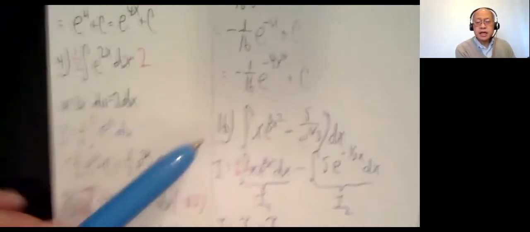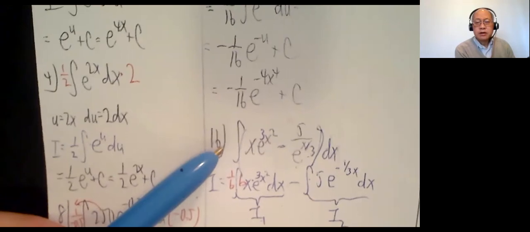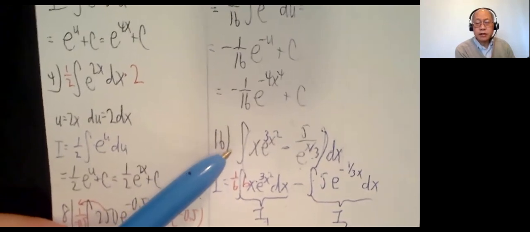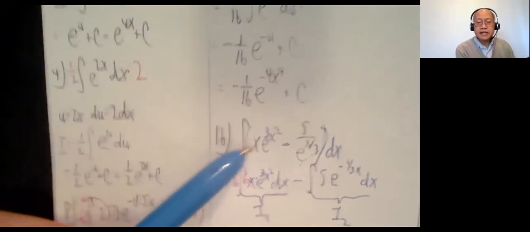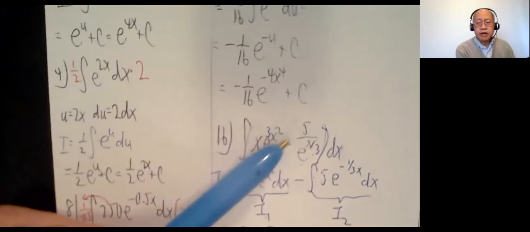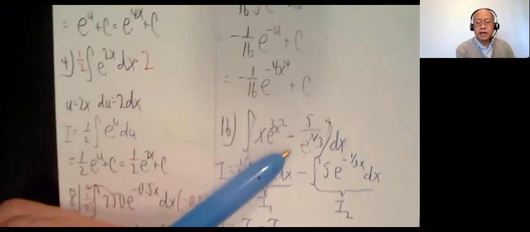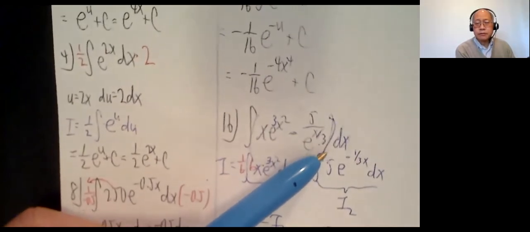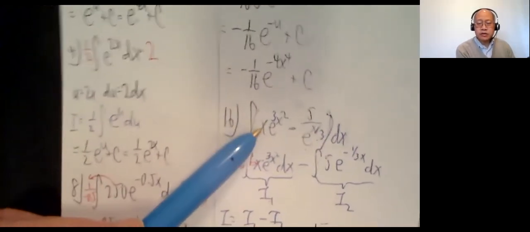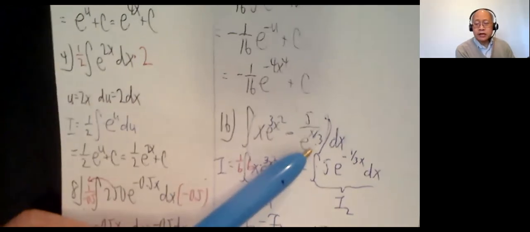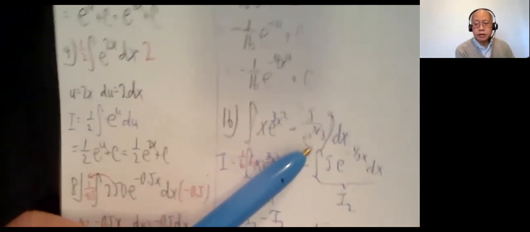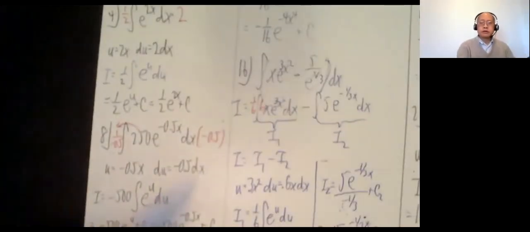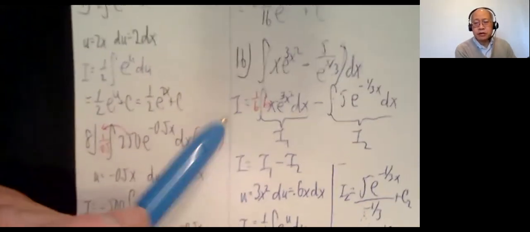Okay, 16, it's almost like two integrals in one. Integral of x e to the 3x squared minus 5 over e to the x over 3 dx. Okay, now I can do this separately. I can do this separately. So that's what I decided to do. So I break it up into two integrals. Okay, the integral of a difference is the difference of the integrals.